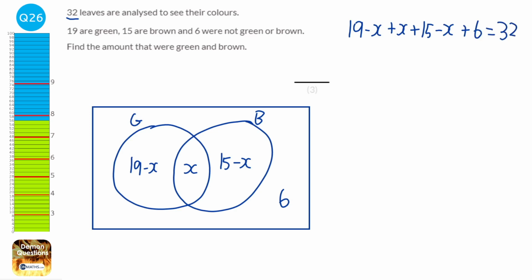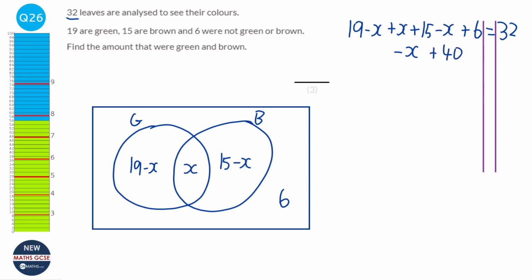And let's get our solving lines in. So we've got minus x and minus x. That will be a minus x. And we've got 19 plus 15 plus 6, which will be 40, equals 32. We're going to take away the 40 both sides.